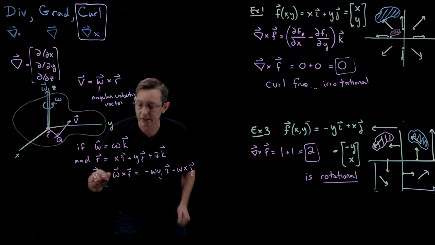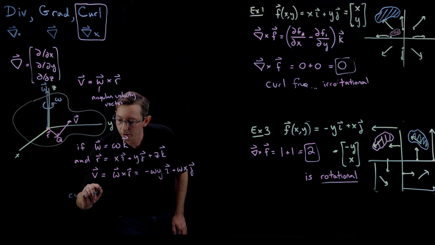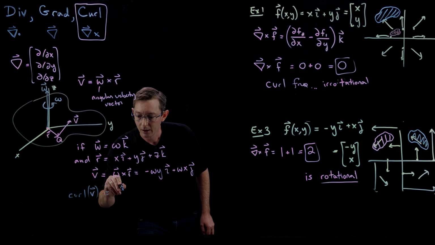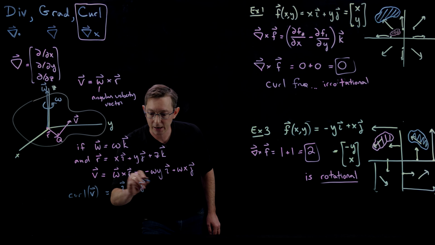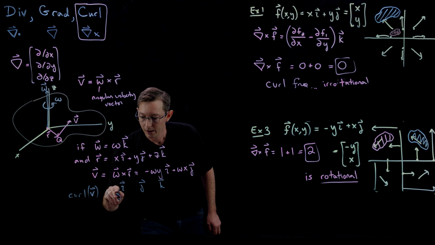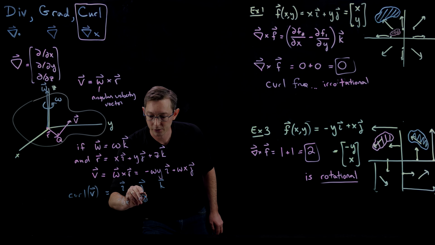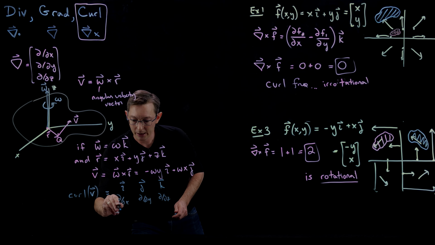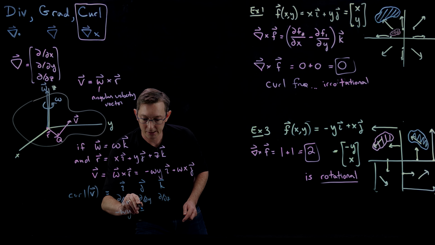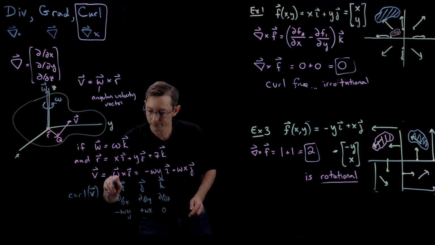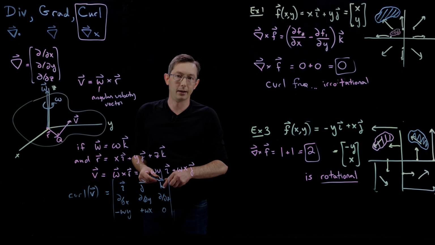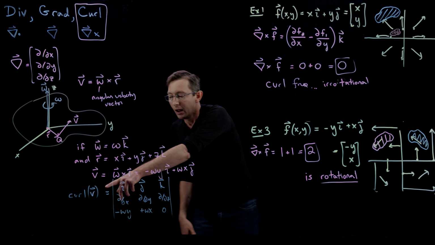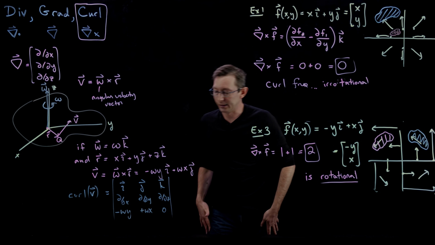So if I take the curl of this vector field, curl of v is equal to, I have the i vector, the j vector, and the k vector, and I have partial x, partial y, partial z. And now I have minus omega y, plus omega x, and 0. Because that's literally what you're going to derive as a homework problem, is that this is the v vector. Then the curl of that we can compute pretty easily.